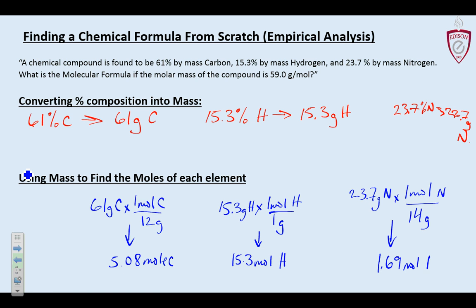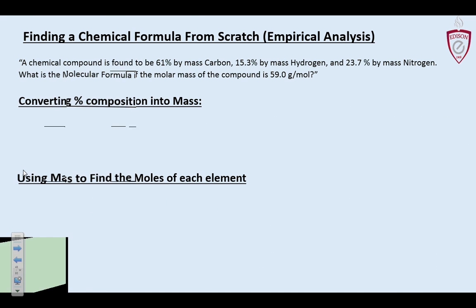So 1.69 moles of nitrogen. And if we were to stop here, I could use those as my subscripts, but the problem with using those as subscripts is that they have decimals involved. And so we don't like this. So there's an easy way now to get this whole number ratio to work out. We're going to use these numbers, and then next step we're going to divide by the smallest of the numbers.